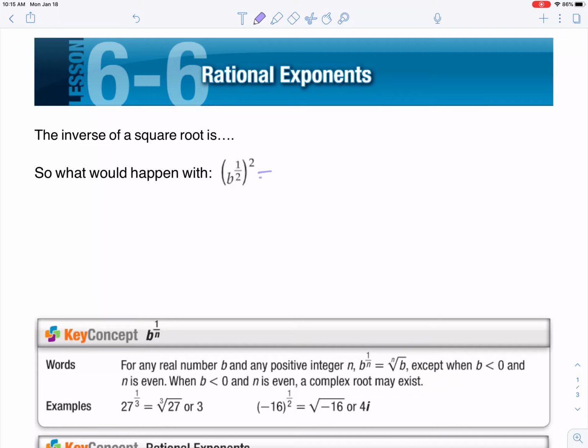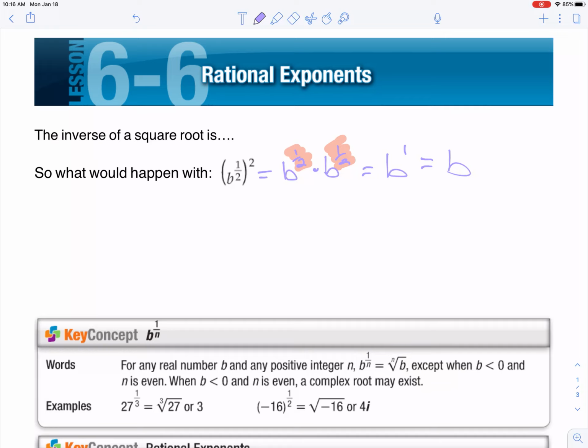If I do that, I recognize that that's the same thing as saying b to the 1/2 times b to the 1/2. And I'm remembering through my exponent rules that if you're multiplying the bases, you add the exponents. So this is going to give me b to the 2/2, or just simply b to the 1, which I don't actually even have to write. So when I took b to the 1/2 and I squared it, I got just b.